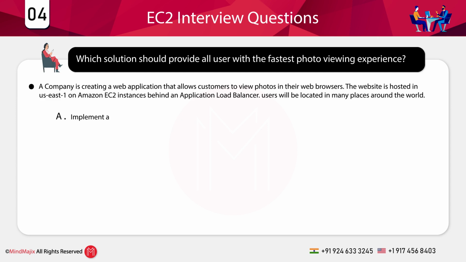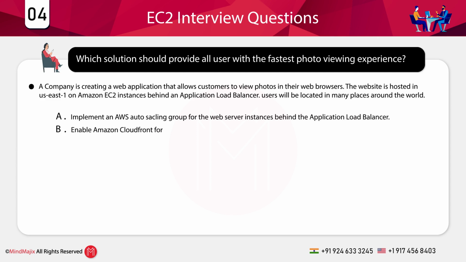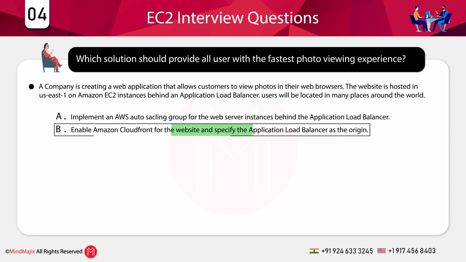A. Implement the AWS auto scaling group for the web server instances behind the application load balancer. Enable CloudFront for the website and specify the application load balancer as origin. Perfect. B is the answer here.